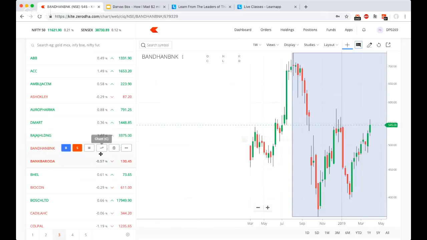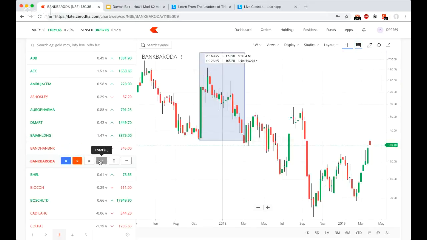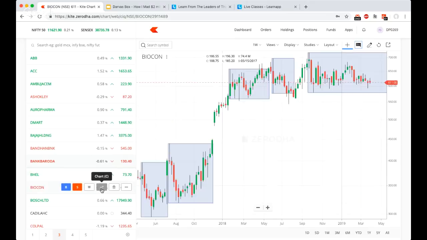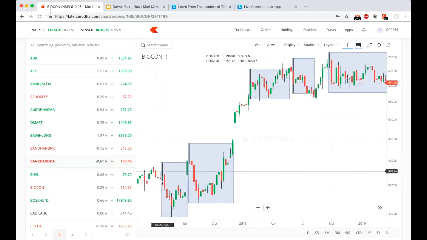Let's see. Bandhan Bank, nothing. Bank Baroda, nothing. But the market's going down, so obviously there's no entry. BHEL, nothing. Biocon. Well, Biocon, I guess, was just lucky. So we have a box here. This green bar closed above it.